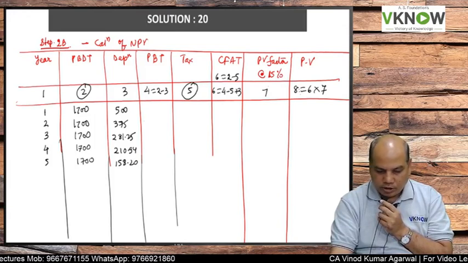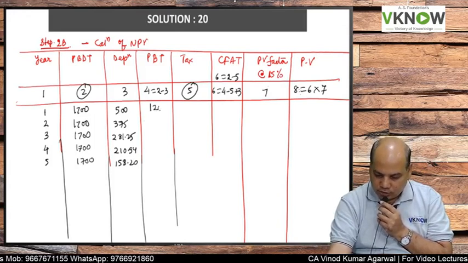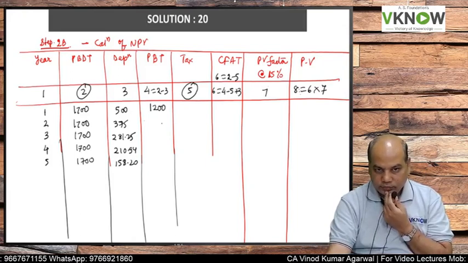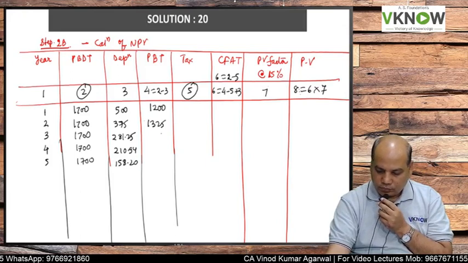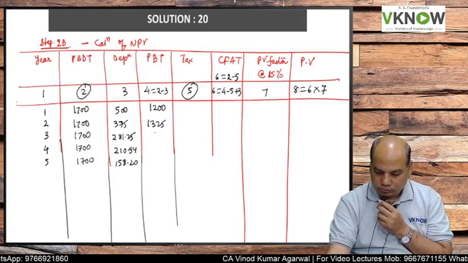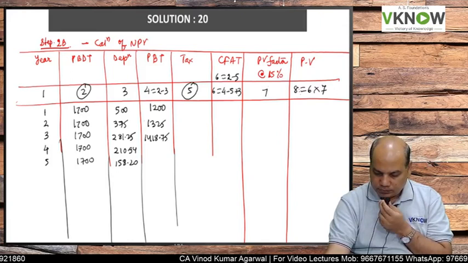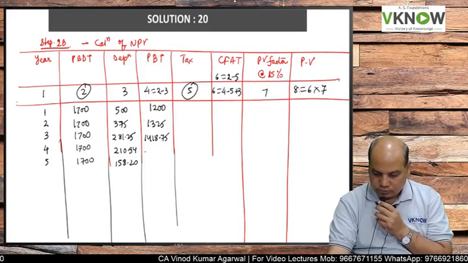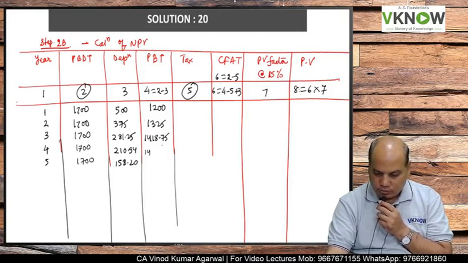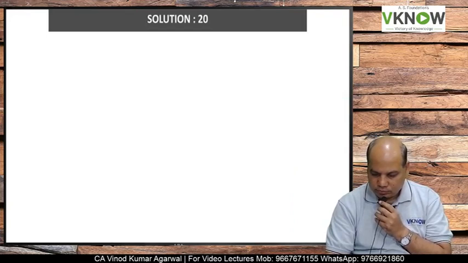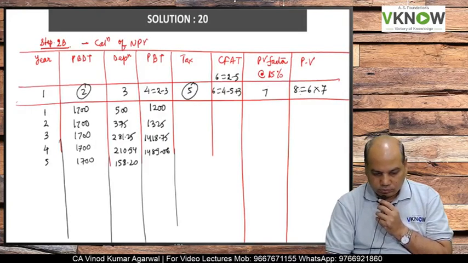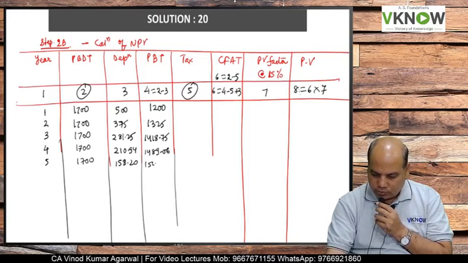Now 1700 minus 500, 1200. Very easy. Next one, 1325. Next one, 1418.75. Next one, 1489.06. Next one, 1541.80.